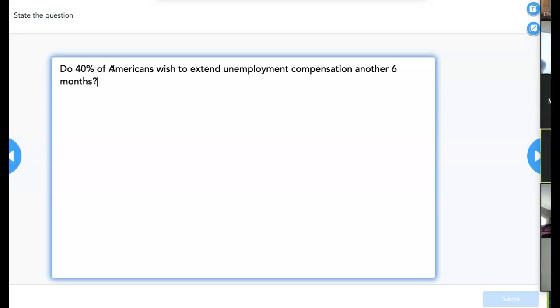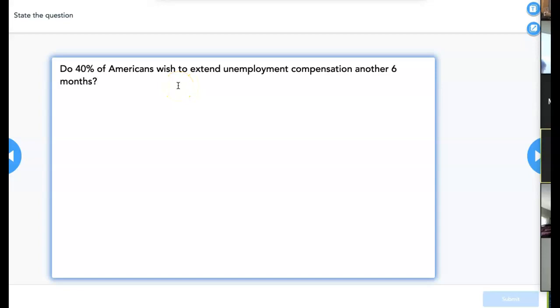Okay, and usually when you write the question, we want a question mark, so we want to phrase it in terms of a question. The ultimate goal with hypothesis testing is to write a question and answer the question. So when we answer the question, we see what it is. A lot of people struggle, most students struggle with answering the question. So that's what we want to do. We want to answer the question.